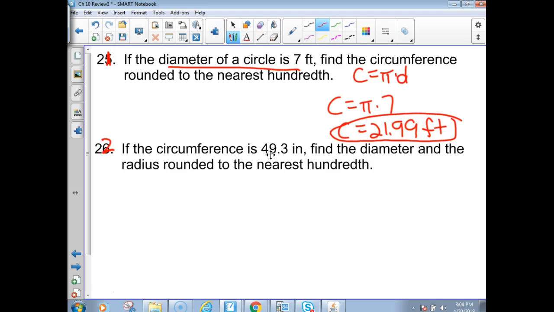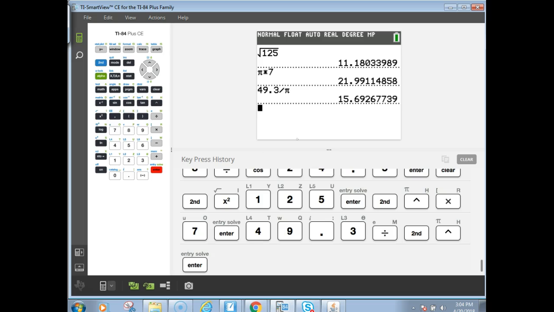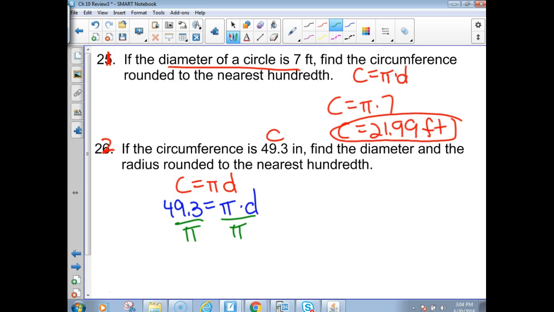If the circumference is 49.3 inches, find the diameter and radius. Now it's telling me the C value. Since circumference is pi times the diameter, I'm going to put in 49.3 for the C. We have an example of this also in our ISN. We divide both sides by pi to get the diameter. So grab our calculator, we type 49.3 divided by pi. And that's our diameter, 15.69. And it would be in inches.